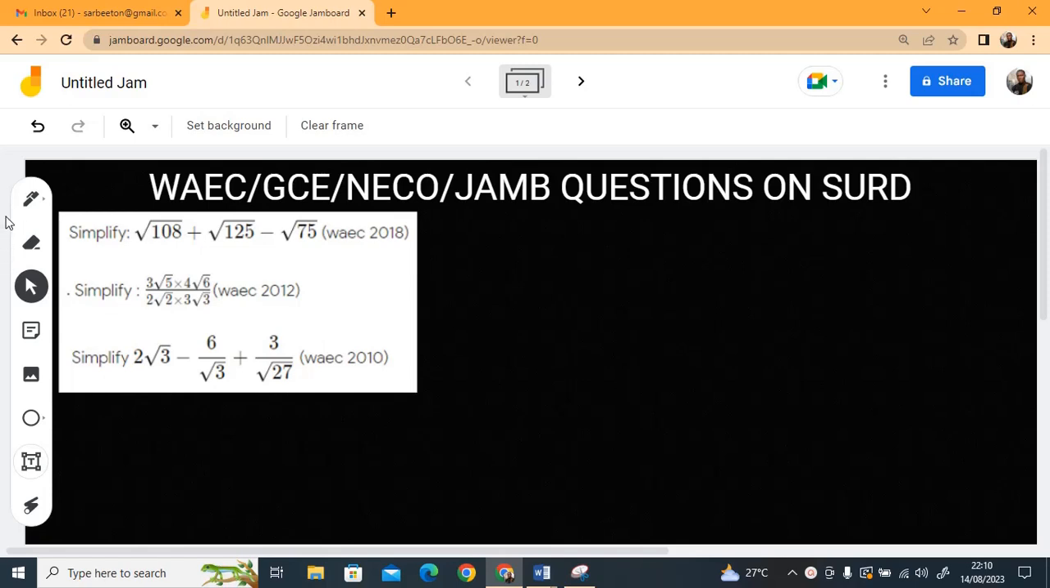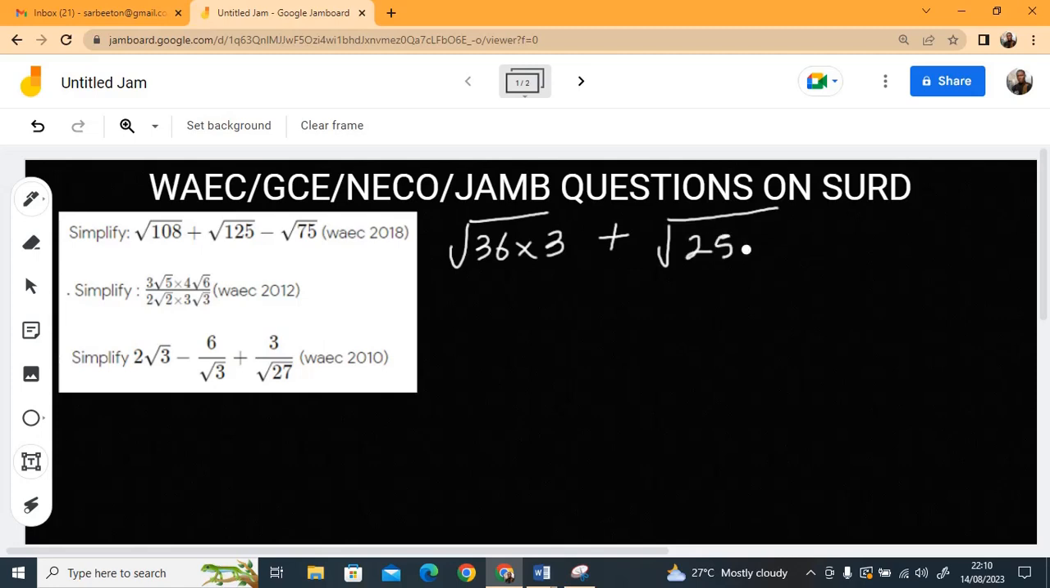So let's now look at these questions one after the other. The first one is even the simplest. Root 108, if I want to write it with a perfect square, that should give us 36 times 3. 36 is a perfect square, 3 is a non-perfect square, and if you multiply them, you get 108. Then the other one, root 125, should give us 25 times 5, and then root 75 should give us 25 times 3.